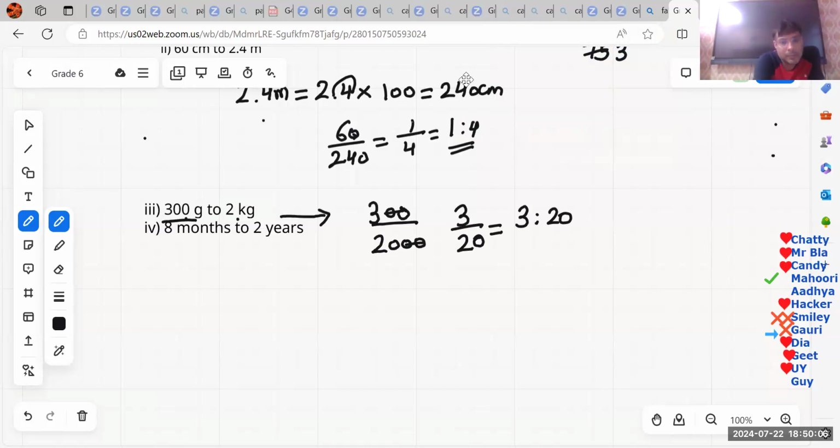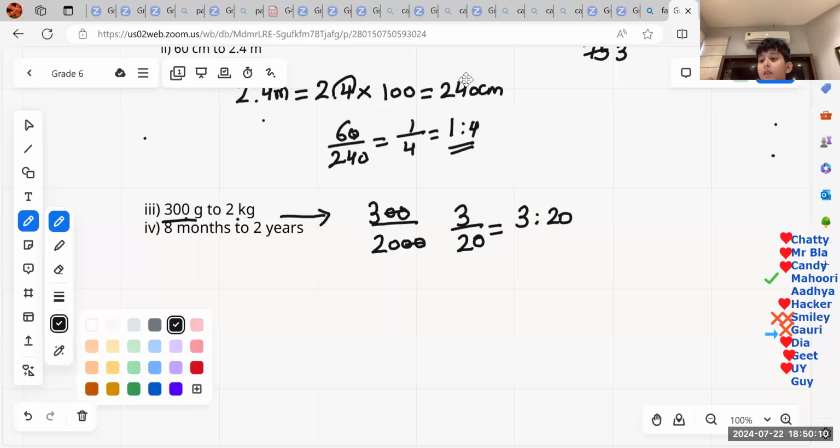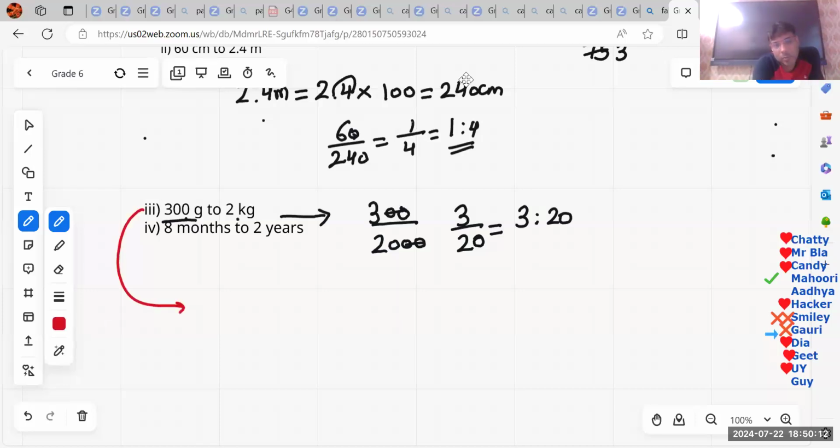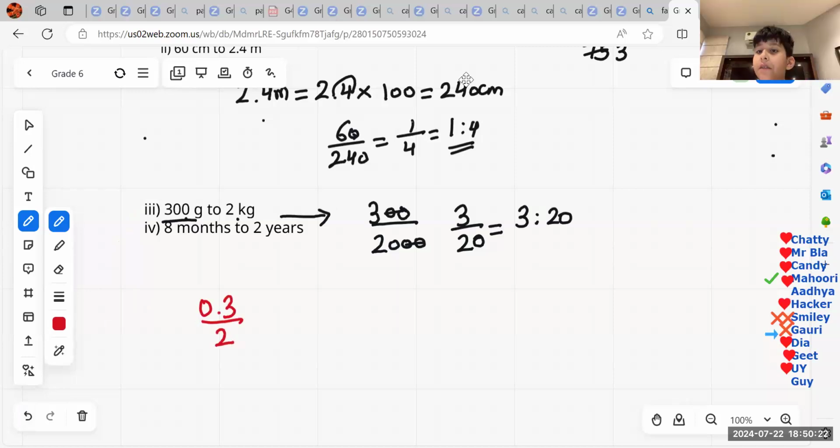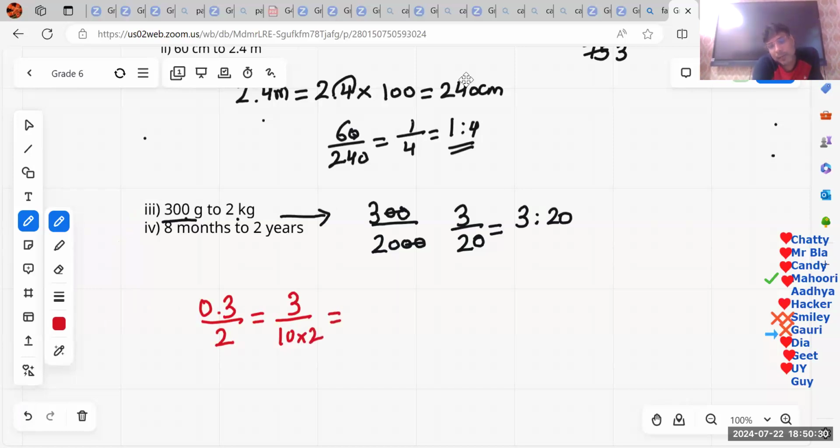So I said 0.3 over 2 and then simplification cannot be done there. Beta, see, I will show you. Beta, it is always easier to convert it into a smaller unit. So this will become 0.3 upon 2, correct? Now simplify. If you want to remove the decimal, it will become 3 by 10 into 2. So that will give you 3 by 20.